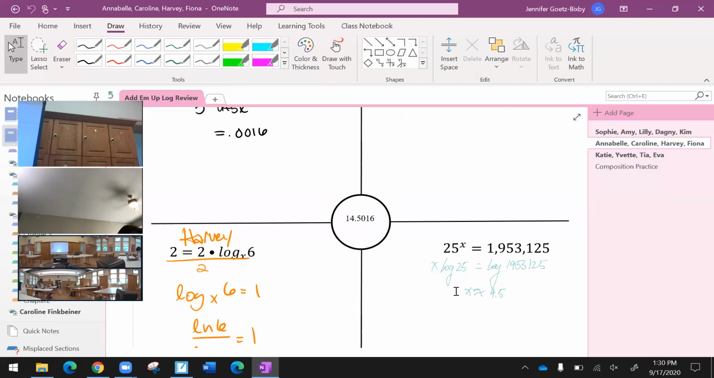We all have our answers. It was actually equal to natural log of e to the 4. Whoever had quadrant 4, is that one negative? Fiona, is your answer negative? No. Okay. They just cancel out when you get that exponent.